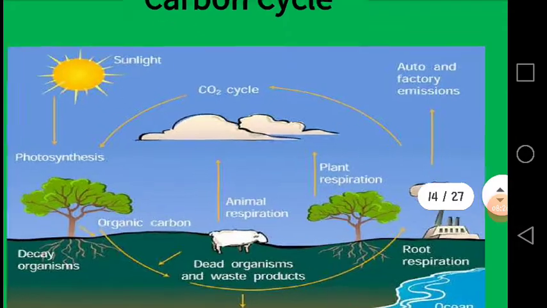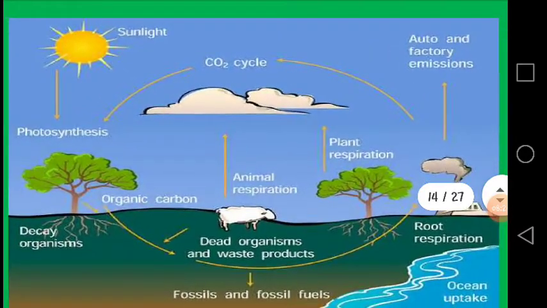As you can see from this diagrammatic representation, this is the way in which the carbon dioxide levels in the atmosphere are maintained. This carbon dioxide is produced by some processes and it is consumed by some processes, and we will see how this happens. But ultimately the carbon dioxide level must be maintained in the atmosphere, because this is very important for us.